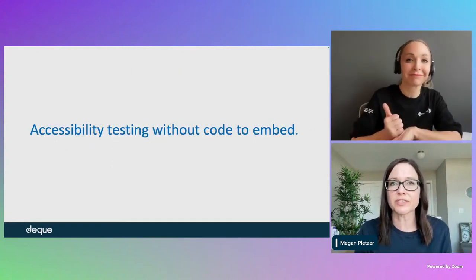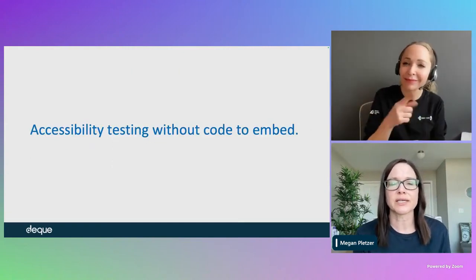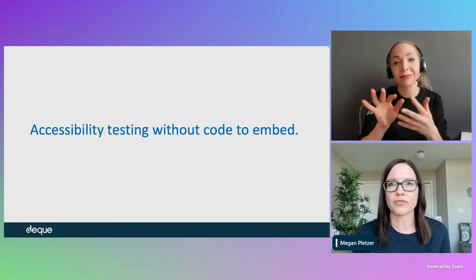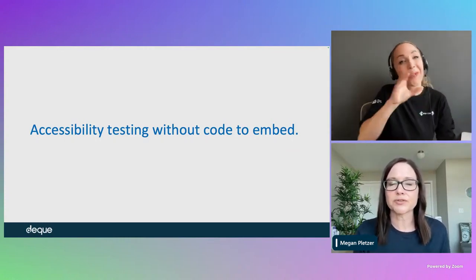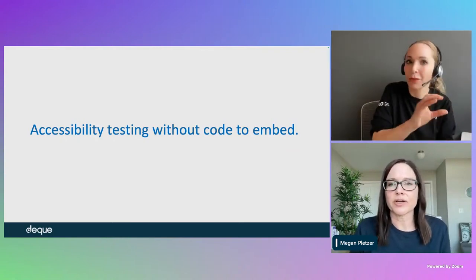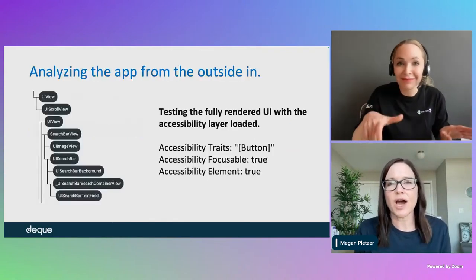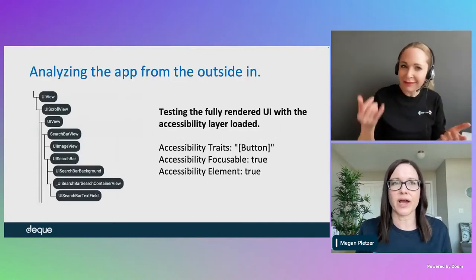The other thing we wanted to do was ensure that we could provide accessibility testing options without any code that needed to be embedded into your app. Previous versions of our product did require you to embed some code, and now you no longer need to do that. So how are we actually testing it if we don't have anything in your app itself?